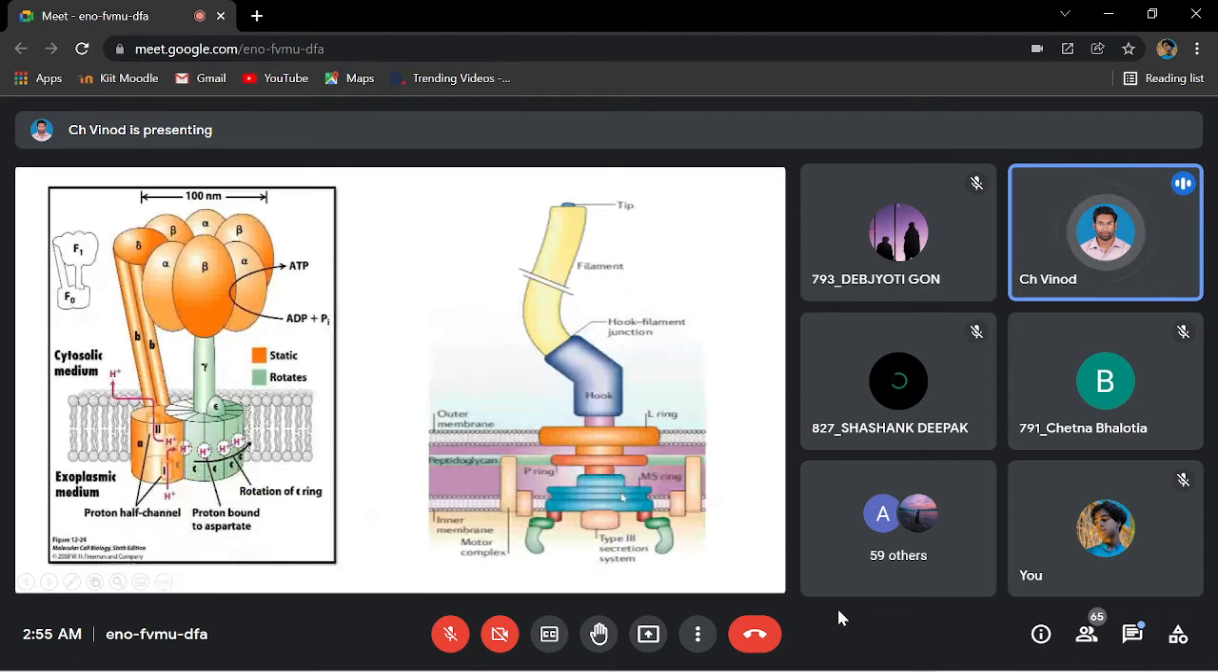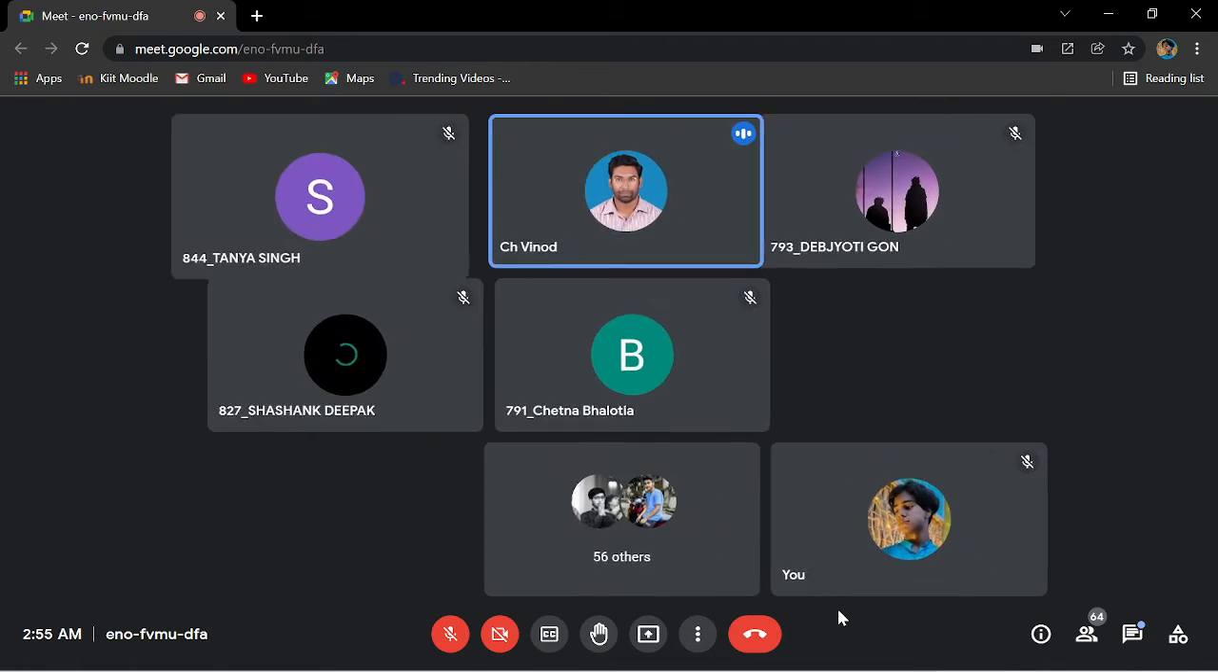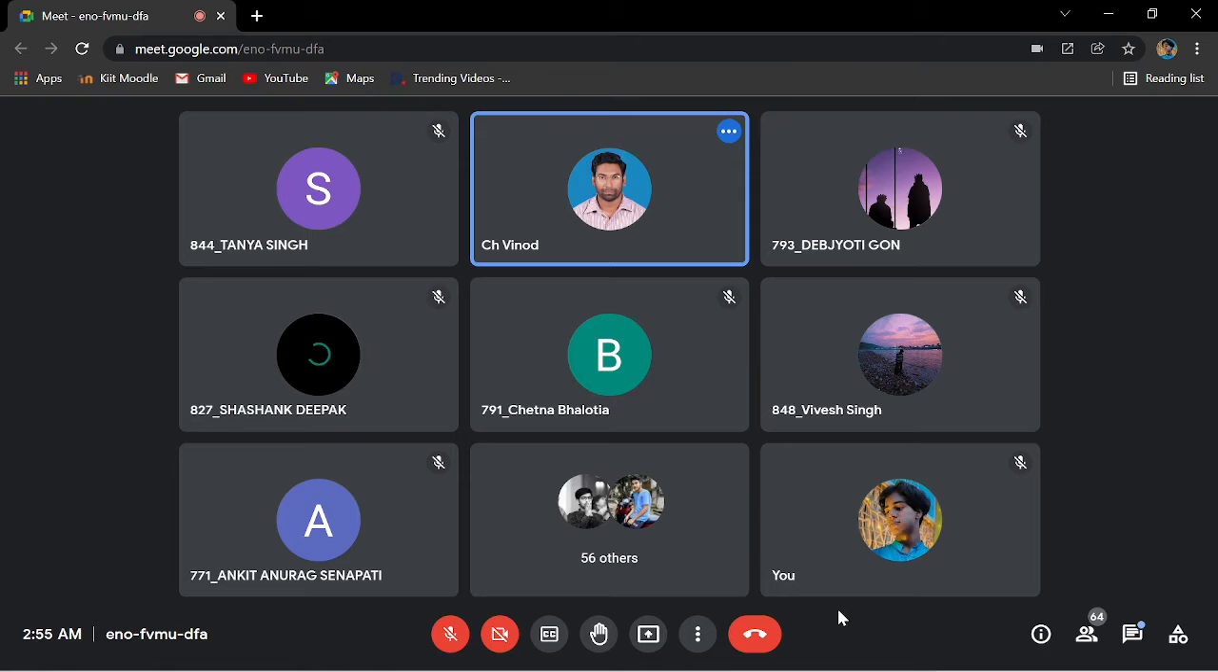So how does this rotation basically happen? Let me just share a small video with you all so that you can look at the animation and understand what working is happening.